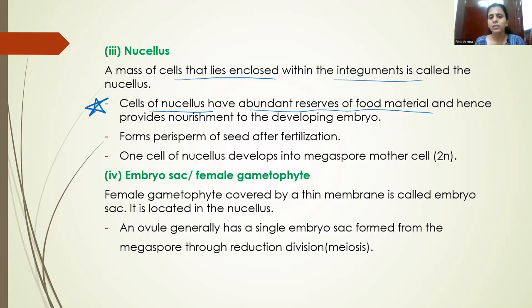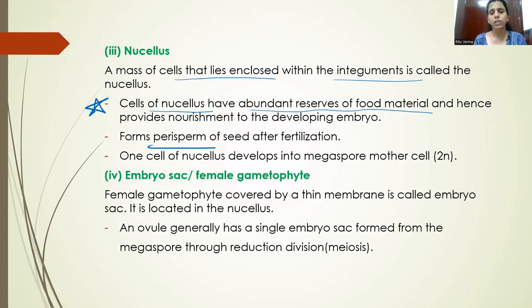We will learn this in the post-fertilization events: after the process of fertilization, the cells of nucellus degenerate, and they form a covering around the developing embryo, which is known as perisperm. So the nucellus forms the perisperm of the seed after fertilization.